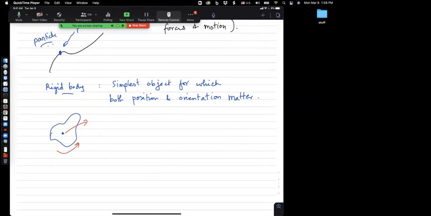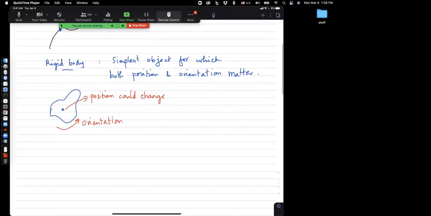So this you would call translation. So let me just say position could change. And the orientation, my handwriting for some reason is not so great and I'm doing things live, but orientation could change. Okay, so that's a rigid body. It's the simplest object for which both position and orientation could matter.